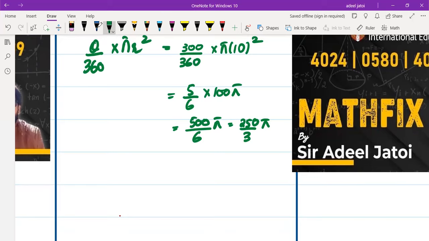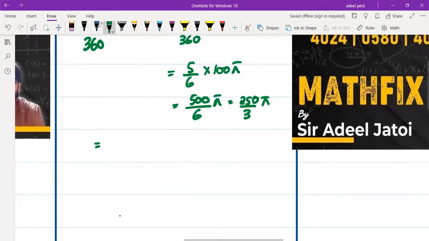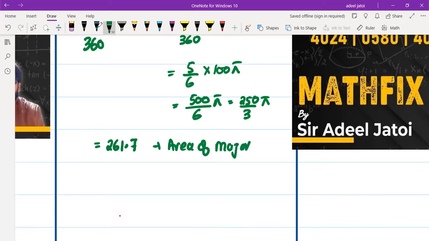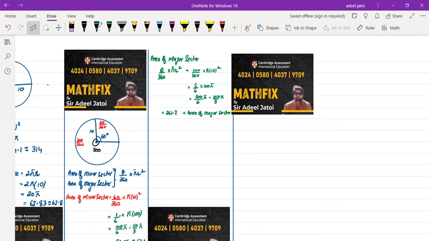So if the question says express it in pi, this should be the answer, that is 250 upon 3 pi. Or when we put this in the calculator, the answer will be 261.7. So this will be the area of the major sector. Now you need to understand this concept that we are working on.